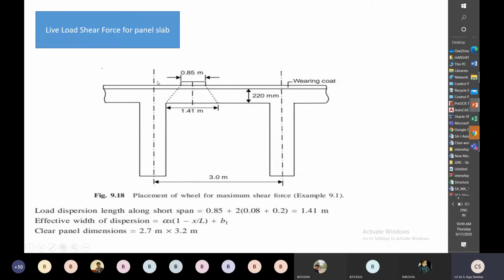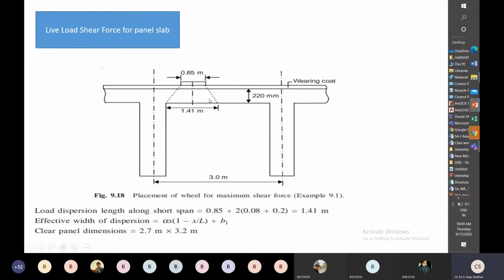Here this is a T beam, this is one longitudinal girder, this is another longitudinal girder. The thickness of slab is 220 mm and wearing coat thickness is 80 mm. I have placed my IRC Class AA vehicle, with width of track 0.85 meters and load acting 350 kilonewton. Because of the application of load, dispersion will take place.